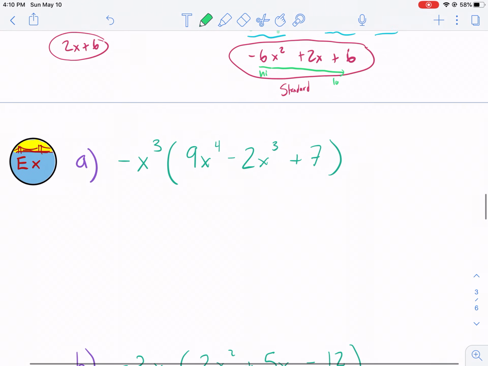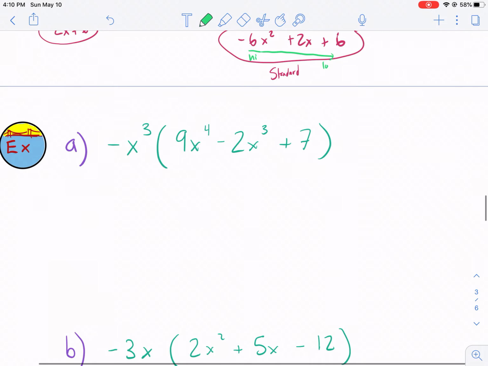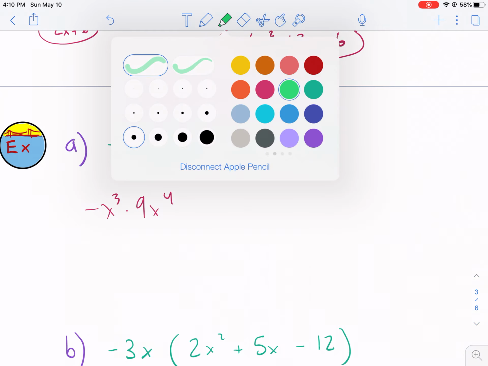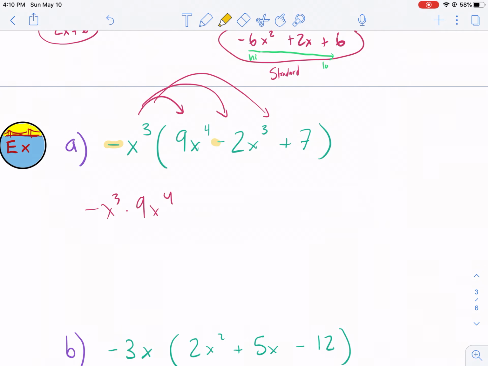Okay. A little bit harder now. Instead of just multiplying by 2, we're going to multiply by a variable. In this case, negative x cubed. So we're going to multiply this times this, this times this, and that times that. So this times this, negative x cubed times 9x to the 4th. I almost said minus. Notice how we have a negative and a negative here. That's going to result in a positive. You could write the negative first, but I'm going to go ahead and just show that the negative times the negative is going to result in a positive.